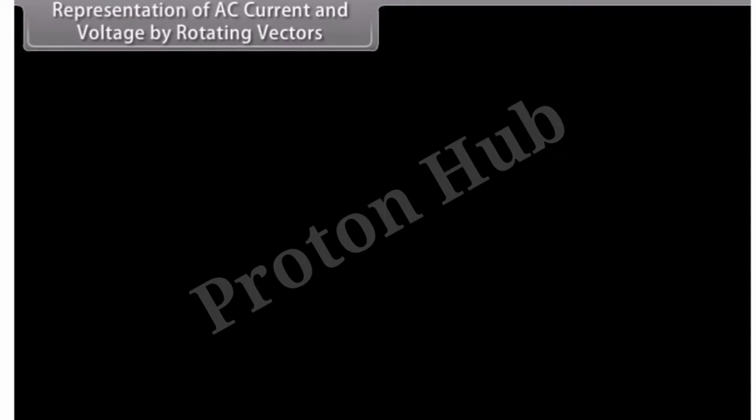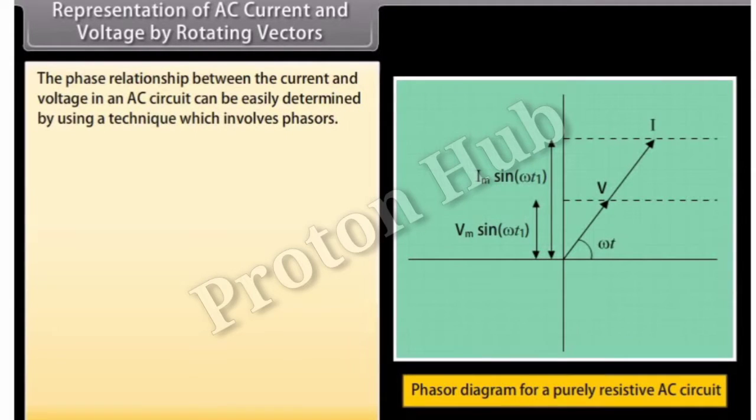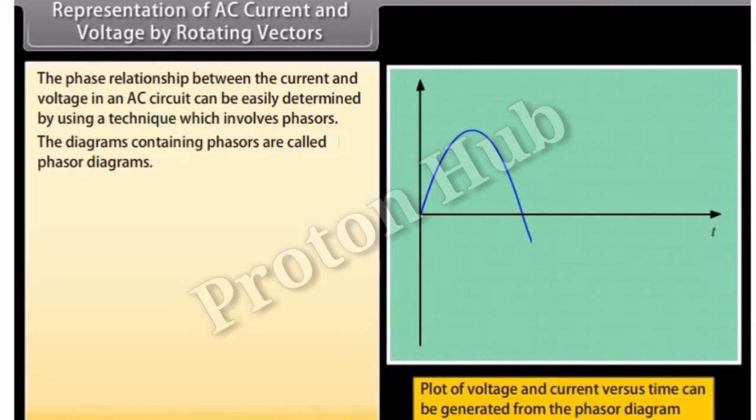Representation of AC current and voltage by rotating vectors. The phase relationship between the current and voltage in an AC circuit can be easily determined by using a technique which involves phasors. The diagrams containing phasors are called phasor diagrams.